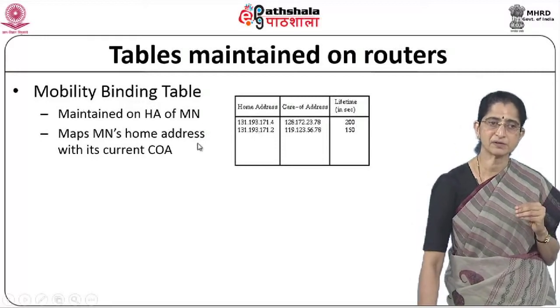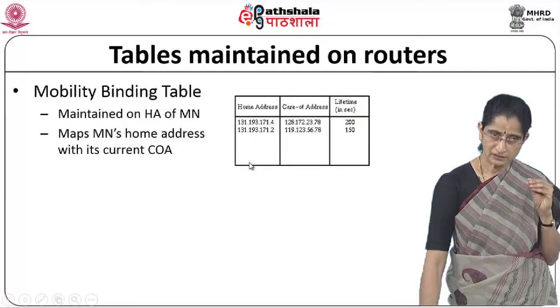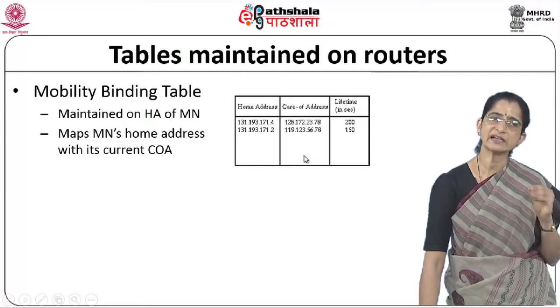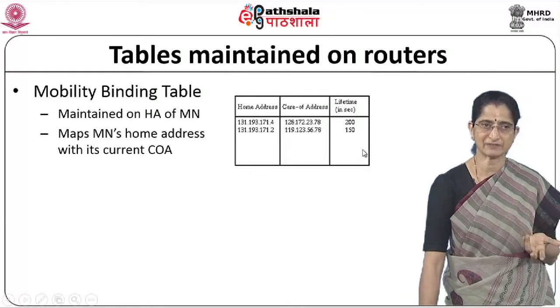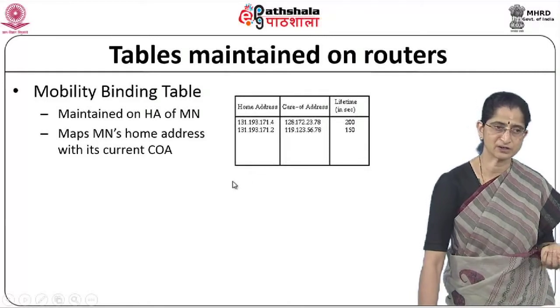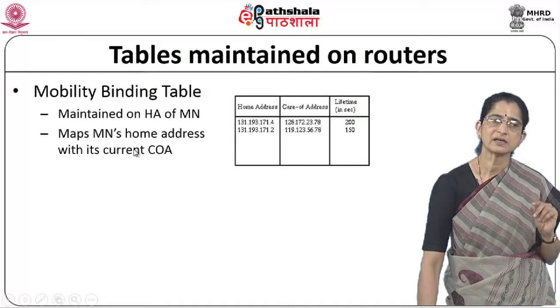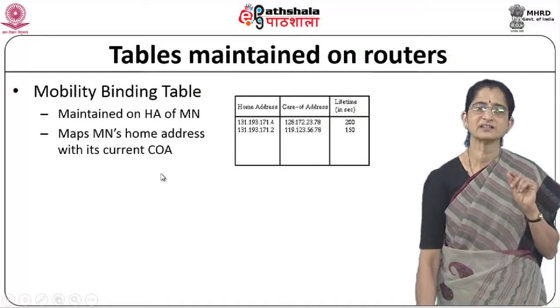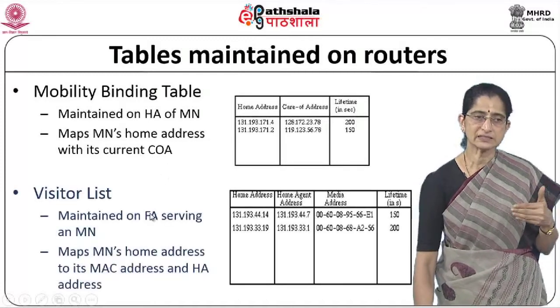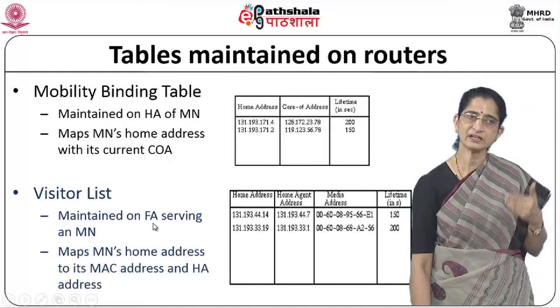Now, what will be the information that you have in the mobility binding table? The home address of the node and the care of address, where exactly it is, and the lifetime, that is for how long this entry is considered to be valid. This basically maps the MN's home address to its current care of address. And then there is something called a visitor list, which is maintained at the foreign agent.